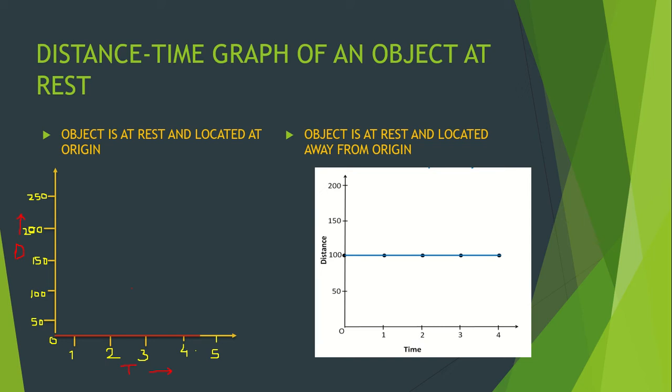And after 3rd and 4th unit time, means suppose after 3 seconds or after 4 seconds also, again the object is located at the same place, means at same distance from the origin. It means the object is not at all moving, it is at rest and it is not at origin, but it is away from origin. Like here in this particular graph, this is 100 units away from the origin. So through these kind of graphs you can easily interpret what is the position of the object, whether it is in motion or whether it is at rest.